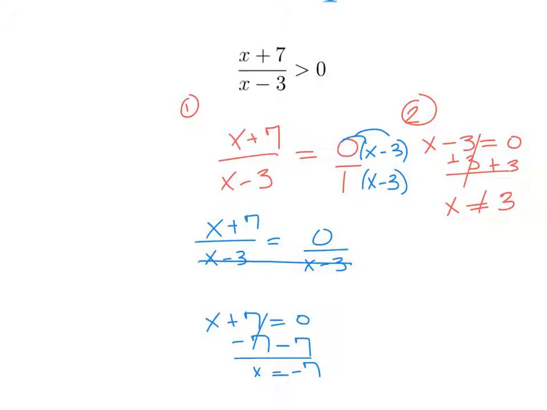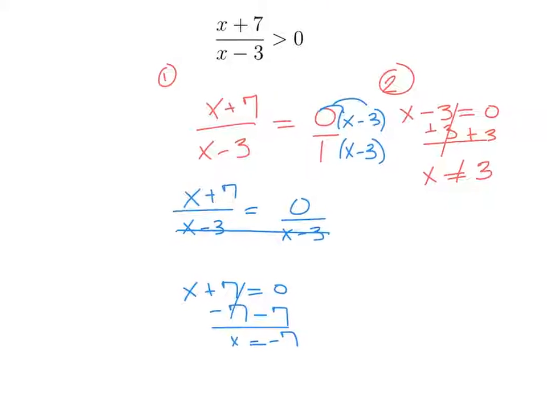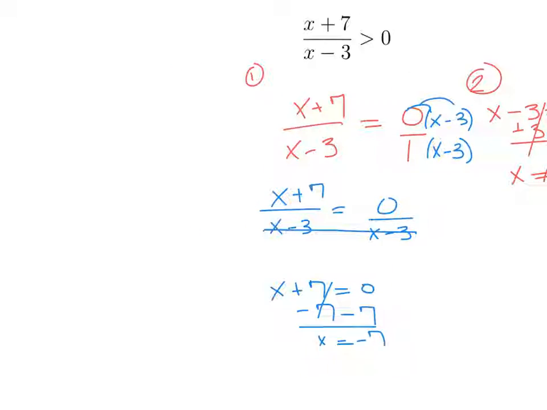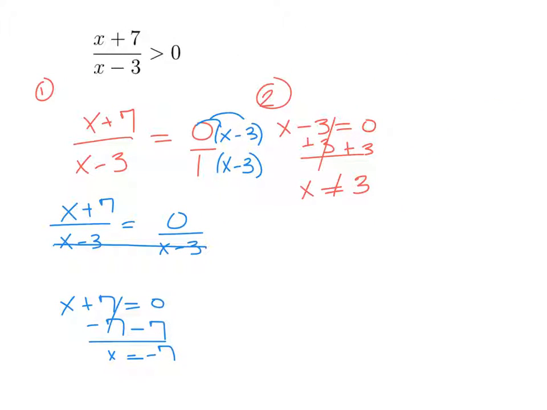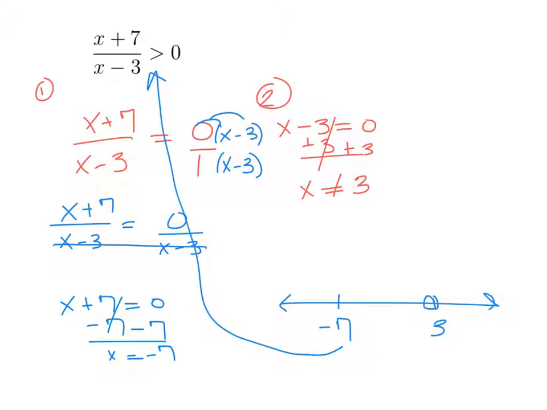This is step 4, and I'm going to make a number line. On my number line, I need to put two values. I need to put the undefined value, which was 3, and the value that I solved for, which was negative 7. Now 3 is undefined, and every time you put an undefined value on the number line, it will always be an open circle. And negative 7 is going to depend on the inequality symbol, and that is not equal to, there's no bar underneath, so it will be open.